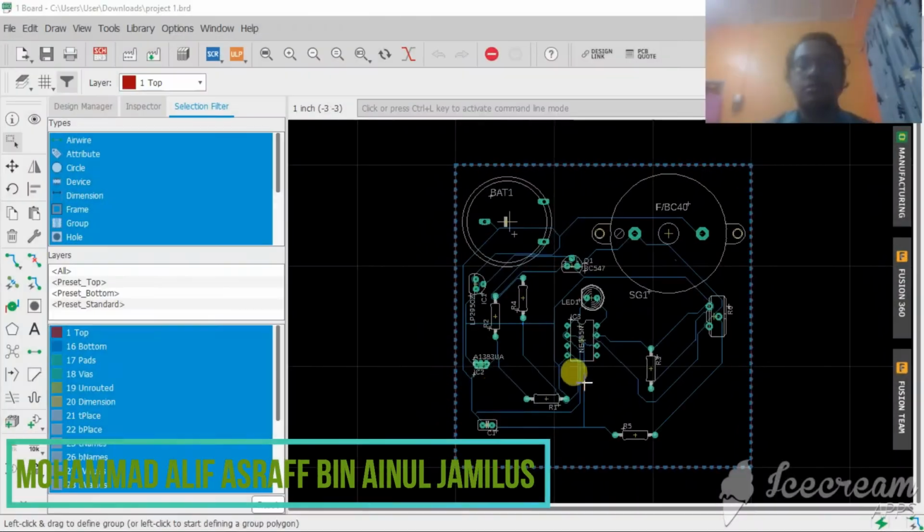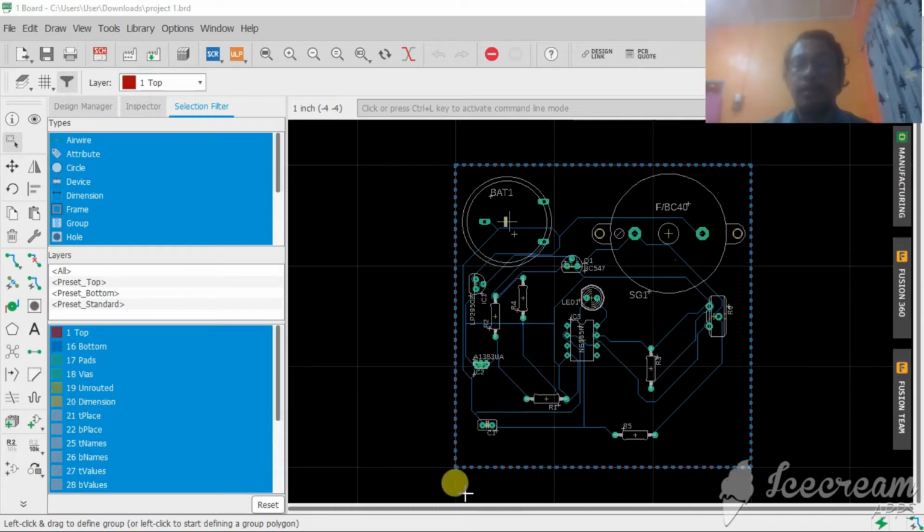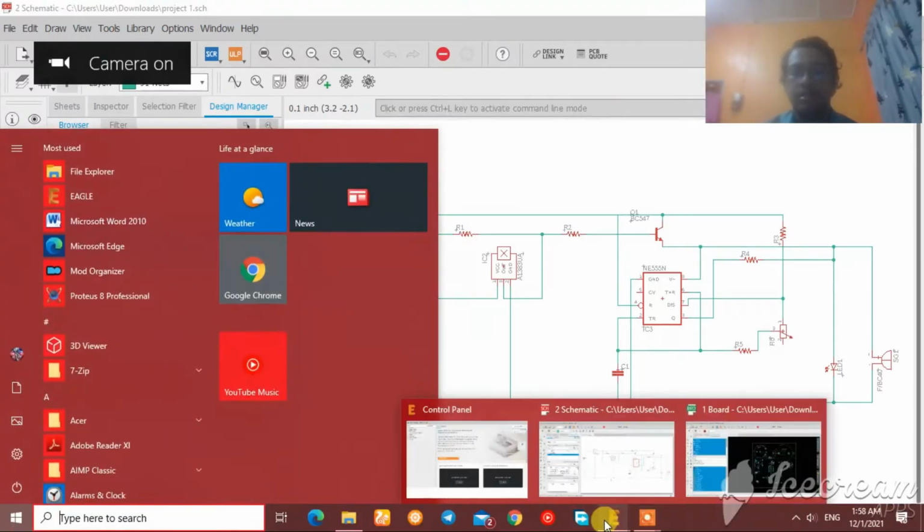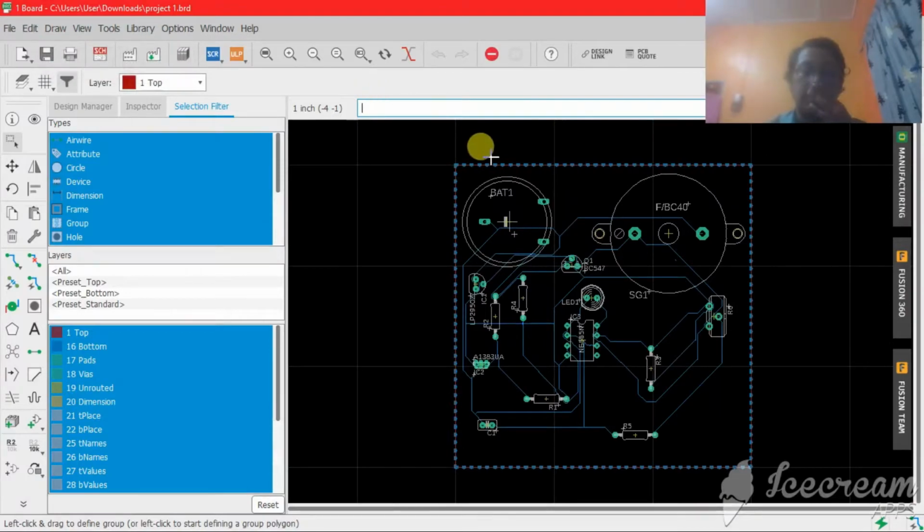Assalamualaikum. So I'm going to talk about my PCB that I've created based on this circuit. This is the circuit. So I'm going to explain a bit about the steps to create the PCB.